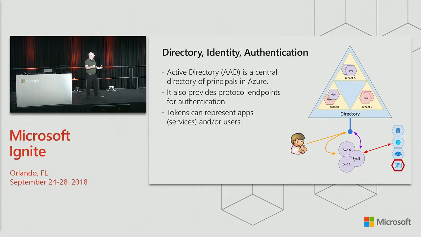Azure Active Directory provides that blue endpoint coming down there, which is an endpoint for authenticating with OAuth, OpenID Connect, SAML, WS-Fed, all those other aspects. And so we said directory, identity, and then of course authentication is whereby you prove your right to use the identity that you want to use, often with a secret, which is where we're really going.